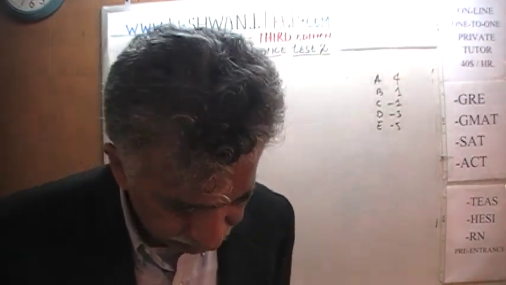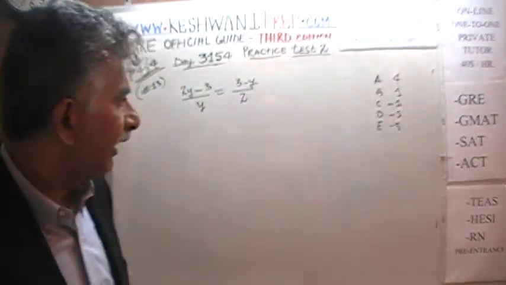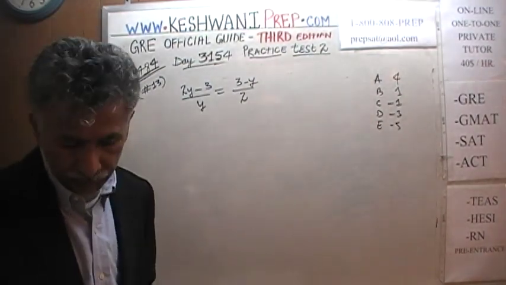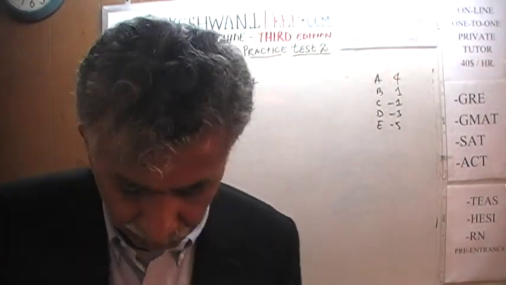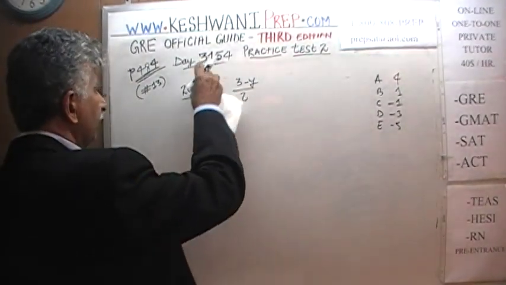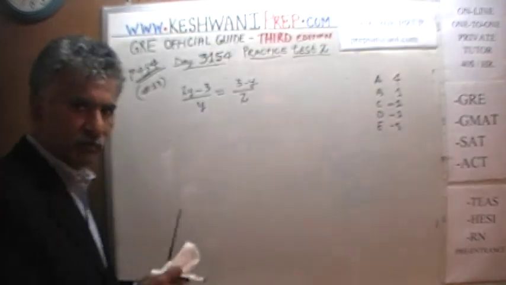Of these five choices, there are 4, 1, negative 1, negative 3, negative 5. Which one of the following choices would work here? It says, which of the following could be the value of y? Let's solve for it then. That's the 3. My handwriting is atrocious. Let's test the 3. So let's begin the process, shall we?